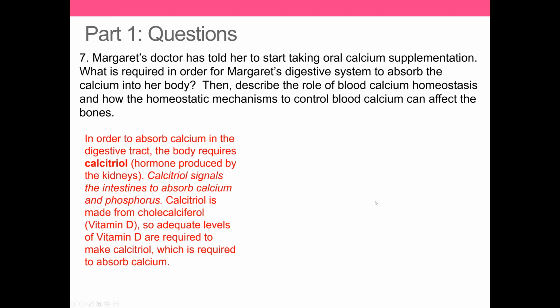So in order to absorb the calcium in the digestive tract, the body requires calcitriol, which is a hormone produced by the kidneys. So calcitriol is the signal to your intestinal cells to tell them to absorb calcium and phosphorus from the food and drink that you consume. Calcitriol is made from cholecalciferol, which is another name for vitamin D. So adequate levels of vitamin D are necessary to make calcitriol, and calcitriol is necessary to absorb calcium.